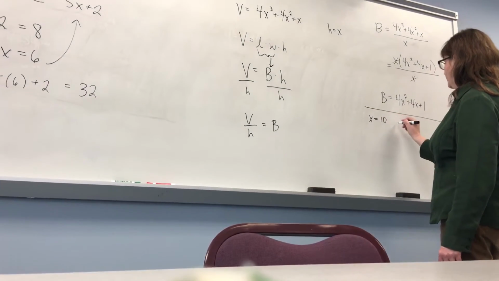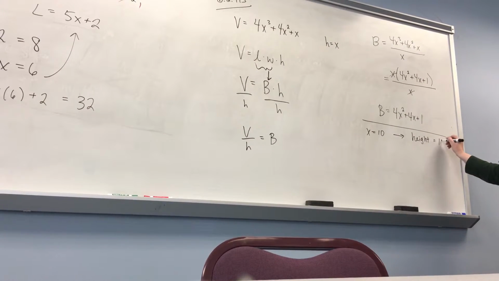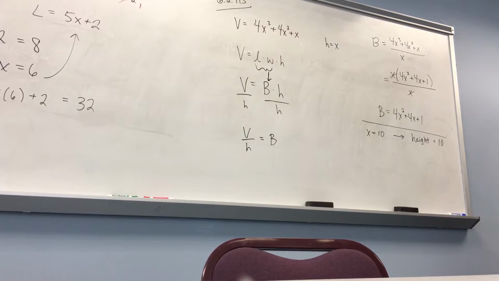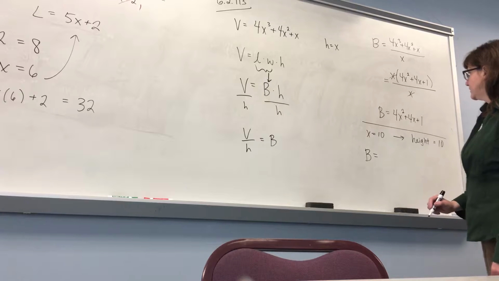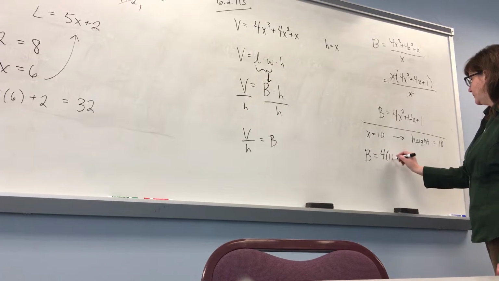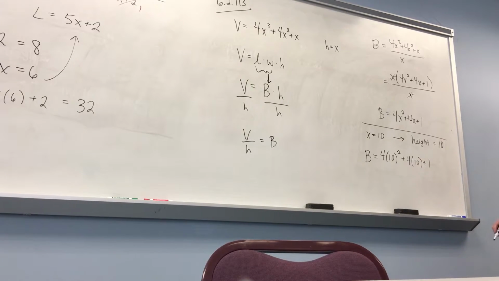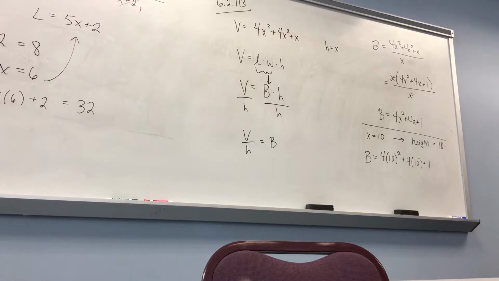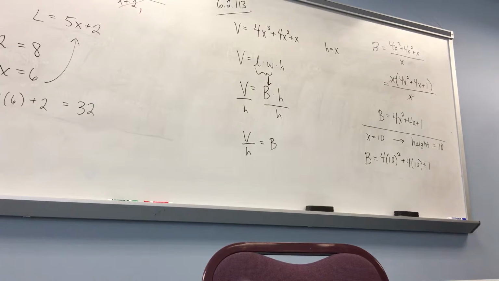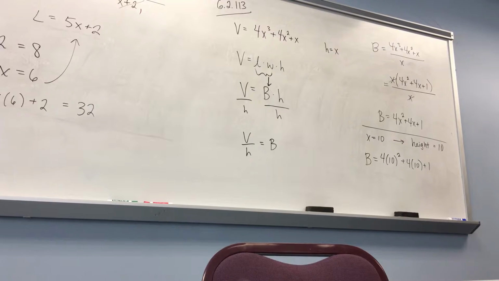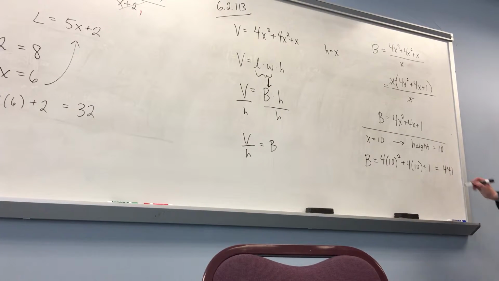If x is equal to 10, then that means that the height is equal to 10. And the area of the base is going to be 4 times 10 squared plus 4 times 10 plus 1. Which is 400 plus 40 plus 1, which is 441.